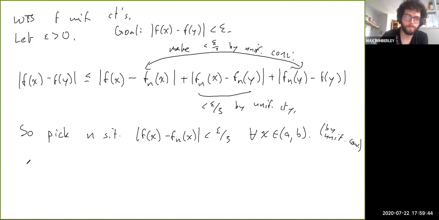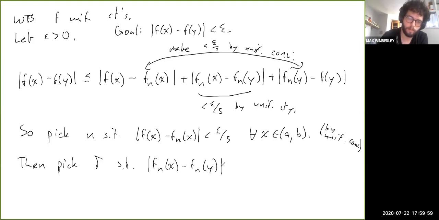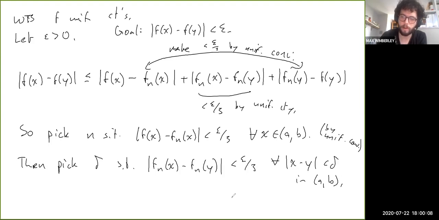And then pick delta such that for this value of n that we picked, |fn(x) - fn(y)| is less than epsilon over 3 for all x, y with |x - y| less than delta in AB, right? And then for all |x - y| less than delta in AB.